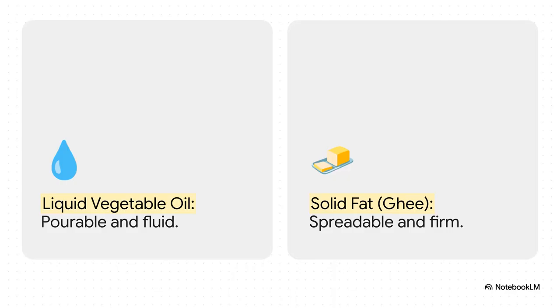So, picture this. On one side, you've got liquid vegetable oil. It's pourable, it's fluid. And on the other, you've got a solid fat, maybe something like ghee. It's spreadable, it's firm. A lot of the time, these two start out from the exact same plant source, but they end up worlds apart. So what's the deal? What is the secret that turns one into the other?